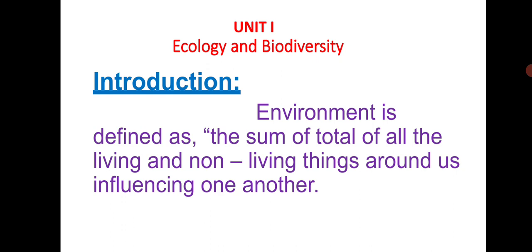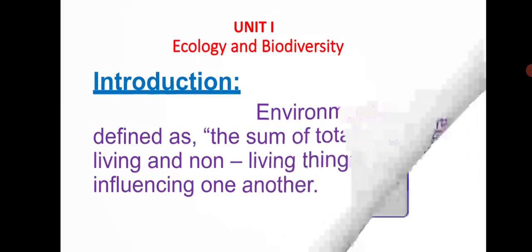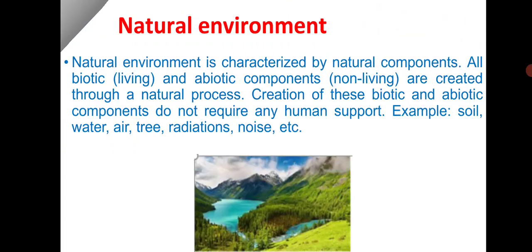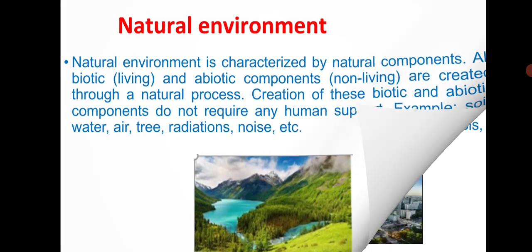Let us see what is meant by environment. Environment is nothing but the sum total of all the living and non-living things around us which influence one another. Generally, environment is classified into two types: one is the natural environment and the other is the man-made environment. The natural environment is created by God. In order to fulfill the needs of human beings, God has created very useful, valuable resources for us. The examples are soil, water, air, trees, radiations, noise.